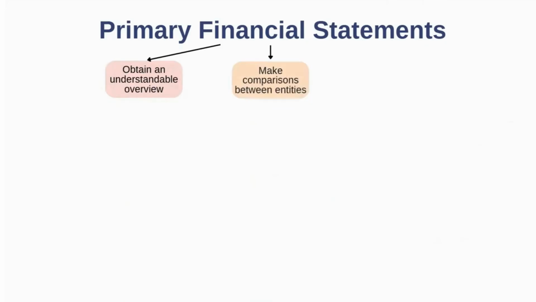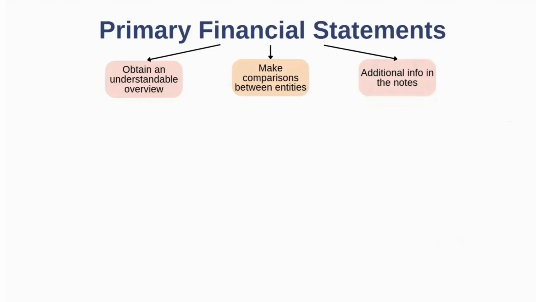So let's start with the primary objective or primary financial statements. So one of the objectives is to obtain an understandable overview about the company and then make comparisons between entities. So when we apply this standard and prepare financial statements, then it should allow us to make comparisons between entities. And also, we obtain additional information in the notes about the entity and its operations.